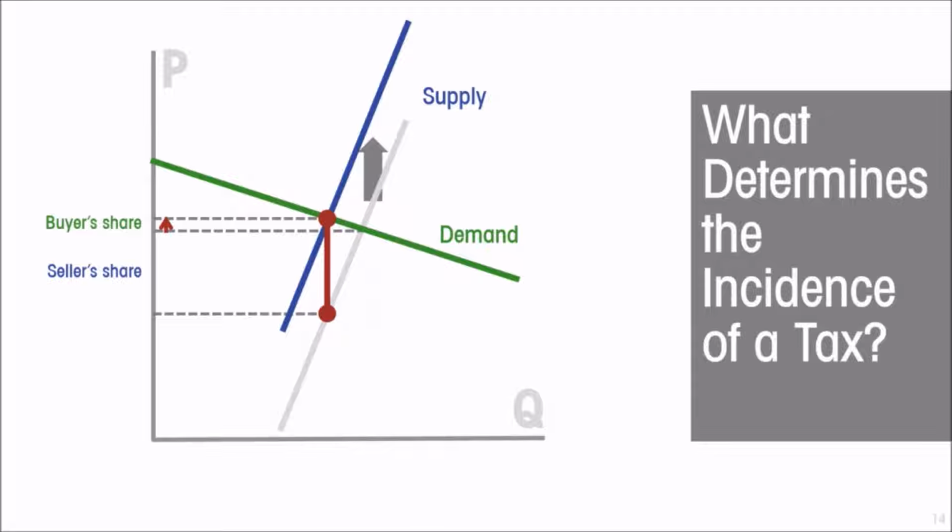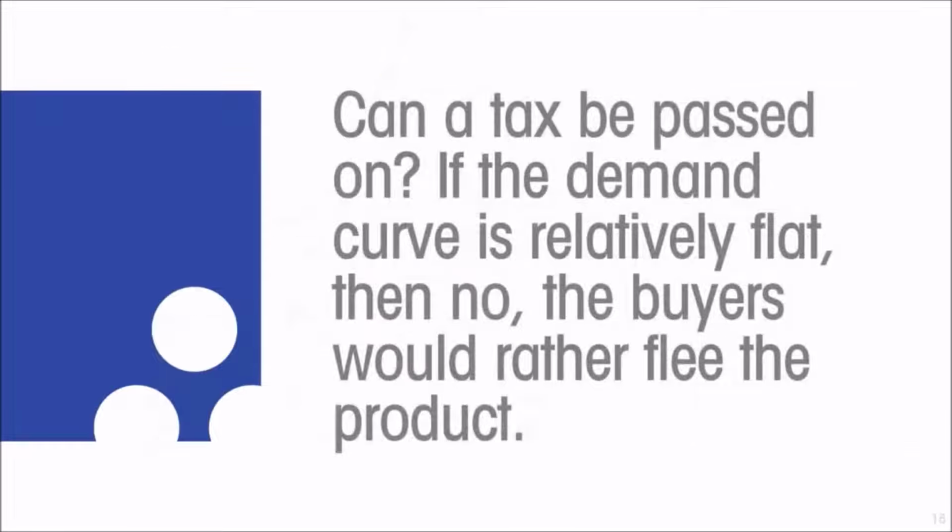In this diagram, they are not so willing. They reduce the quantity of their consumption and the attempt to pass on the cost fails. So, can a tax be passed on? If the demand curve is relatively flat, then the answer is no. The buyers would rather flee than pay the higher price.